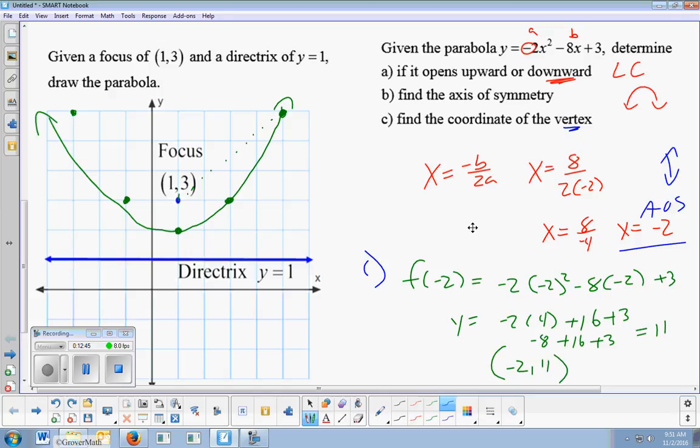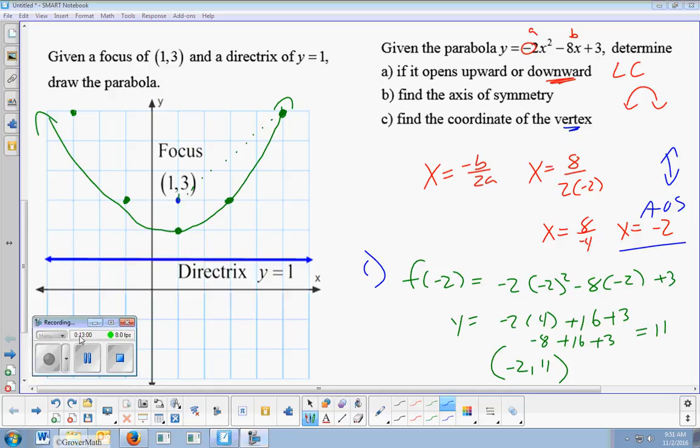All right, and this is basically what we're going to be practicing the next couple of days: drawing it from a focus and directrix and answering these type of things. That's what we'll see in class tomorrow. And then we're going to get into a different way: given the focus and directrix, how can I get the equation? And that's going to require a special formula we'll learn in the next video.